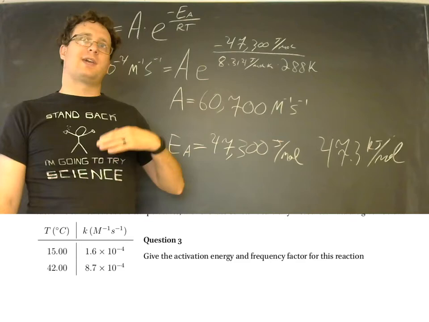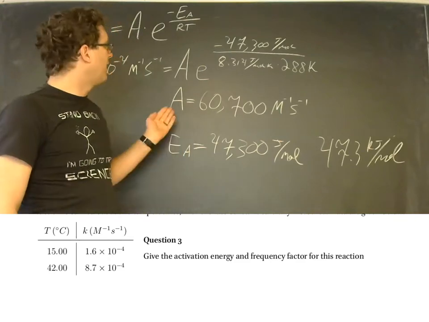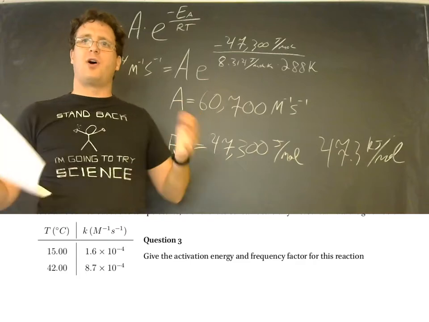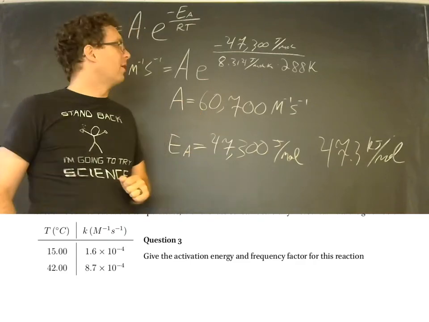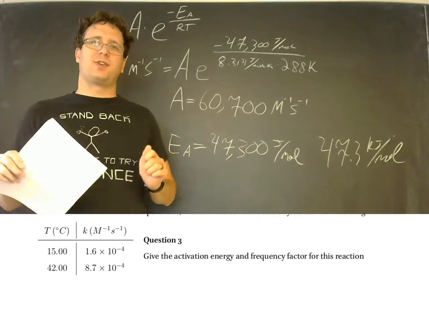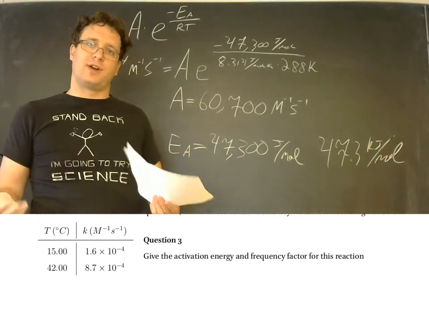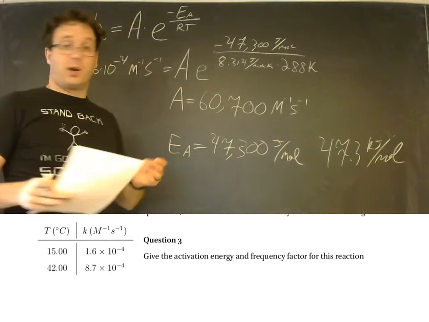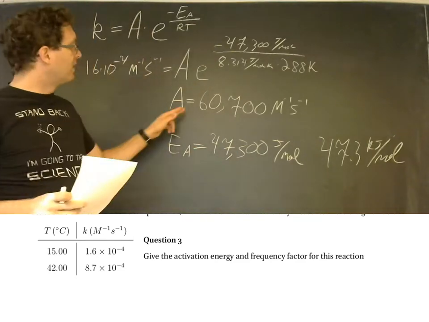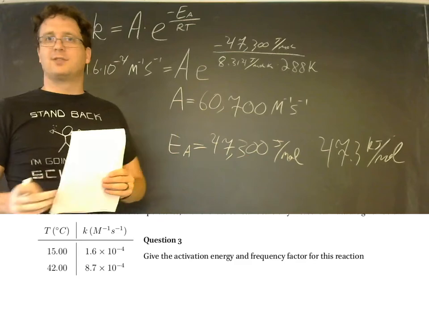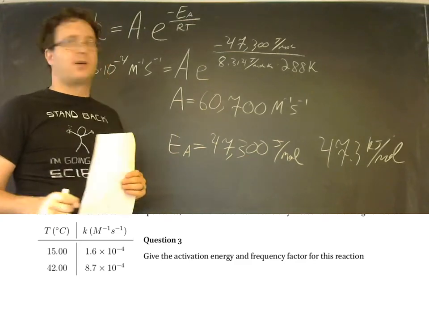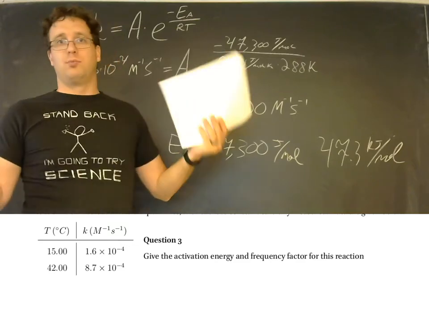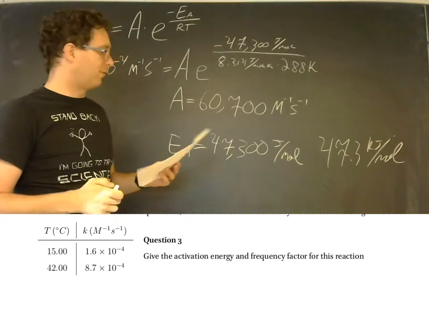And so we can infer from this that either the molecules involved are very large and slow moving, or the reaction has very strict orientational constraints. The steric factors are very restrictive, or a combination of both. And so there's only 60,700 collisions per second per molar in this reaction.